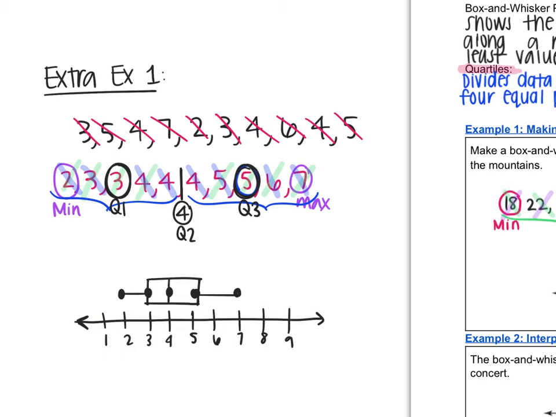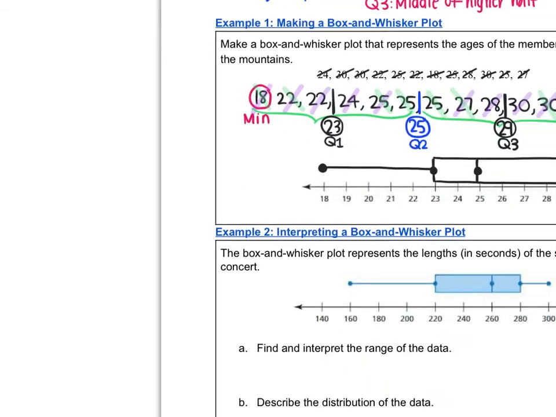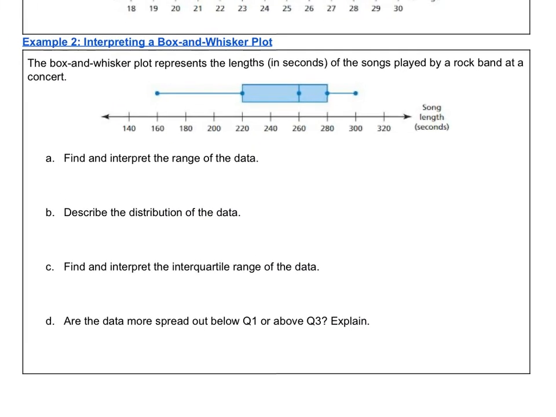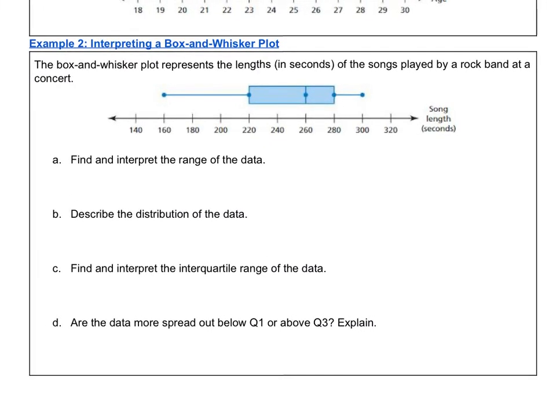So in the next couple examples, we're actually not going to make box and whisker plots. We're just going to interpret box and whisker plots. So let's go ahead and take a look at the next example. Take a minute to write this down. If you didn't print out the notes, take a minute to write this down and then sketch this. So pause it here, write this problem down, and sketch that.